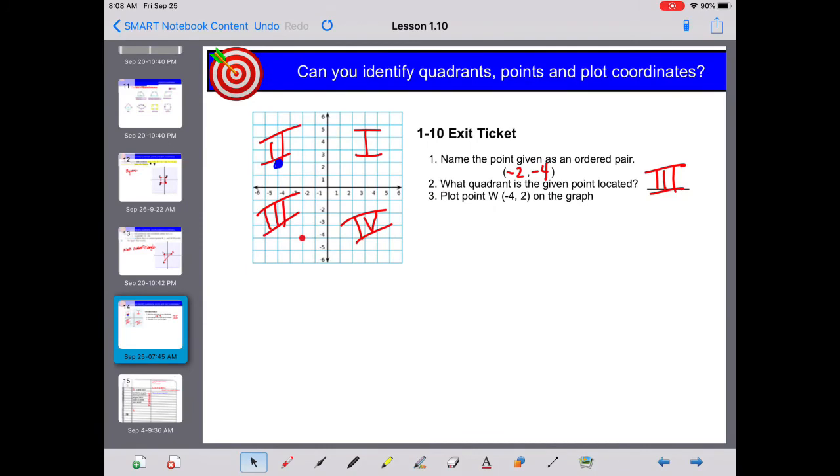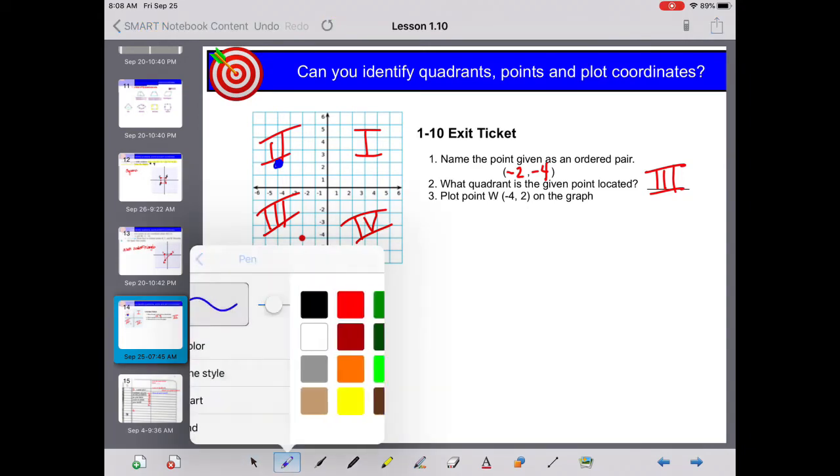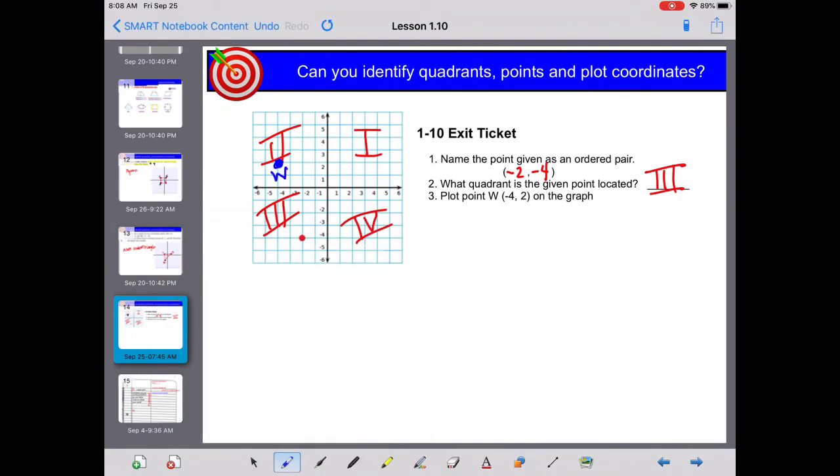Okay, the last question is name the given point. I've got -2, -4 because I crawled back or to the left 2 and then I climbed down 4. What quadrant is that in? That's clearly in the 3rd quadrant. Then I plotted the point W. And I got the name of that point is point W. I should have put a W there. And that's the location of that.